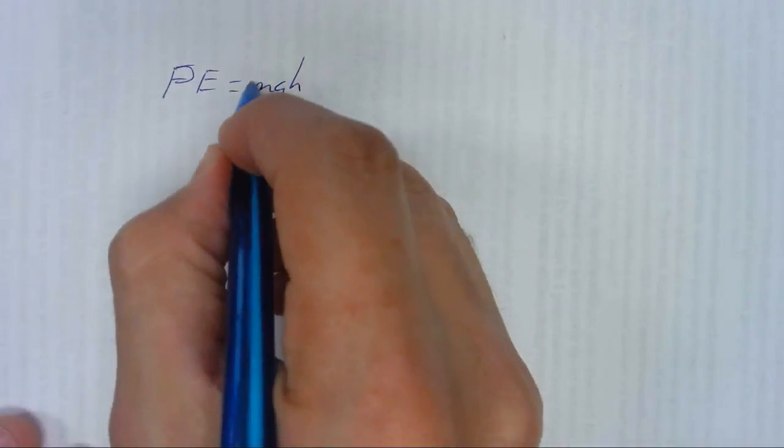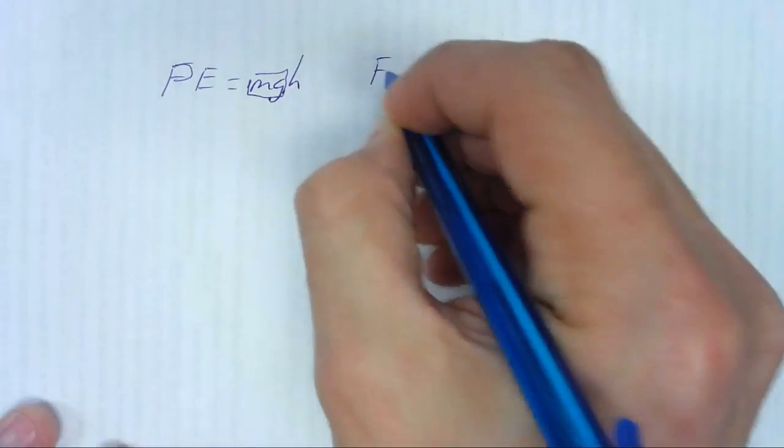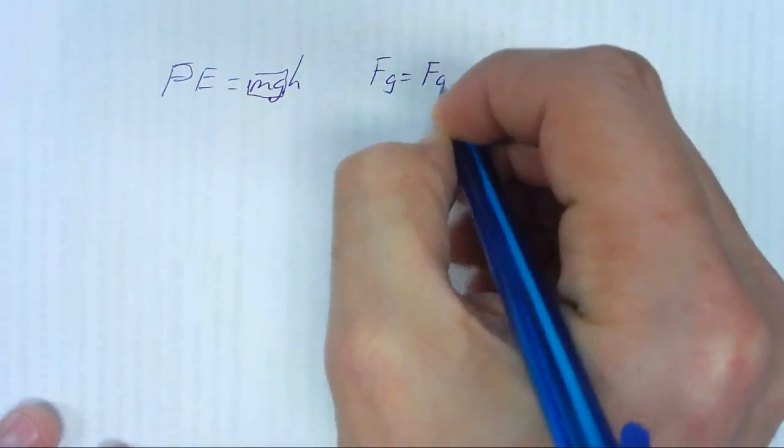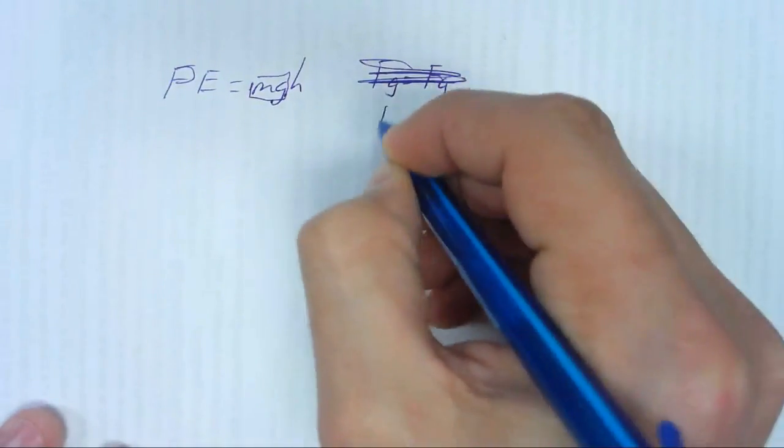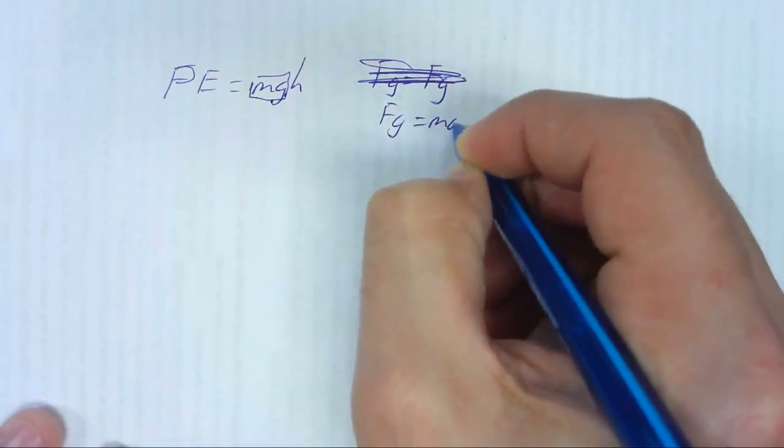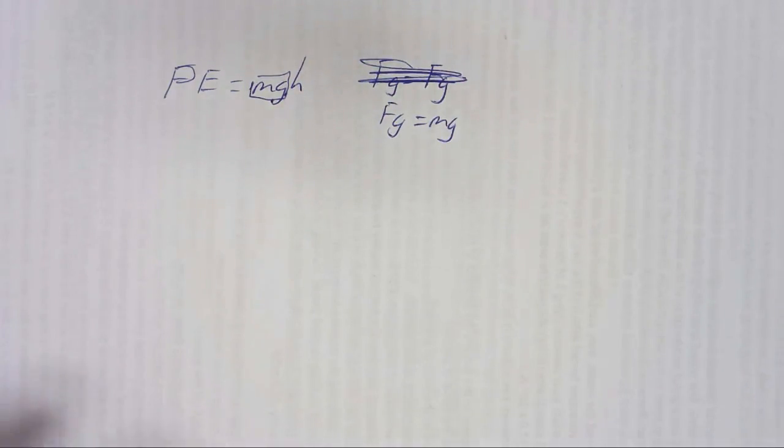Now, I want to take a minute real quick and help you understand something. We just talked about the formula for potential energy, which is mgh. Oops, you can't see that. mgh. This mg, you might think, I've seen that before. Well, you've seen it in this equation that we've used before. Fg equals mg.